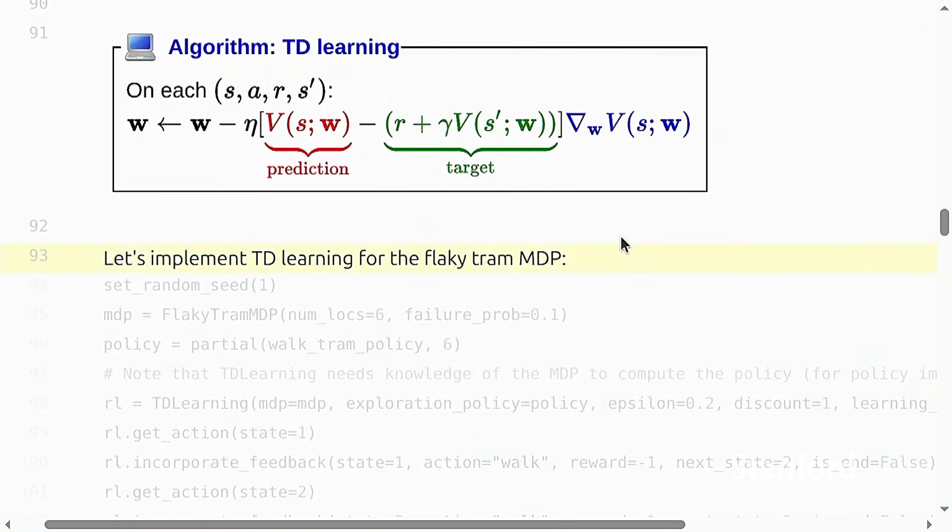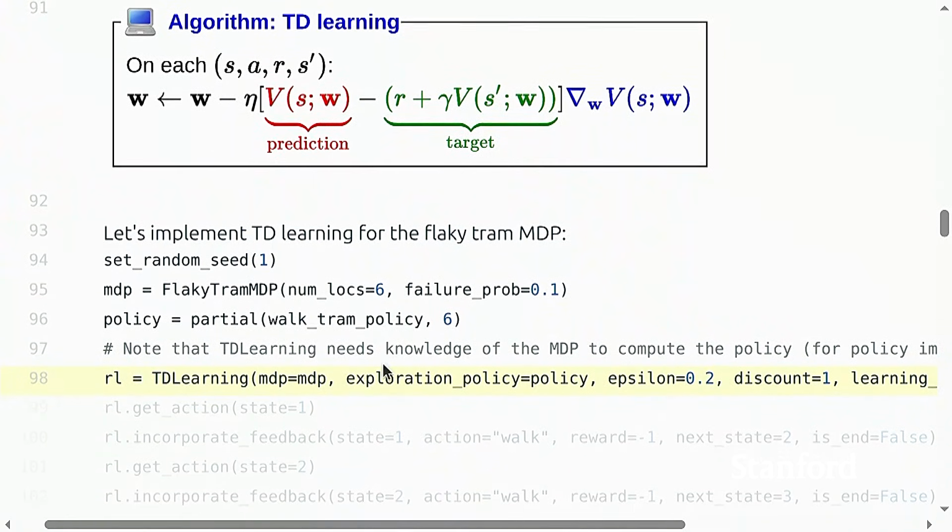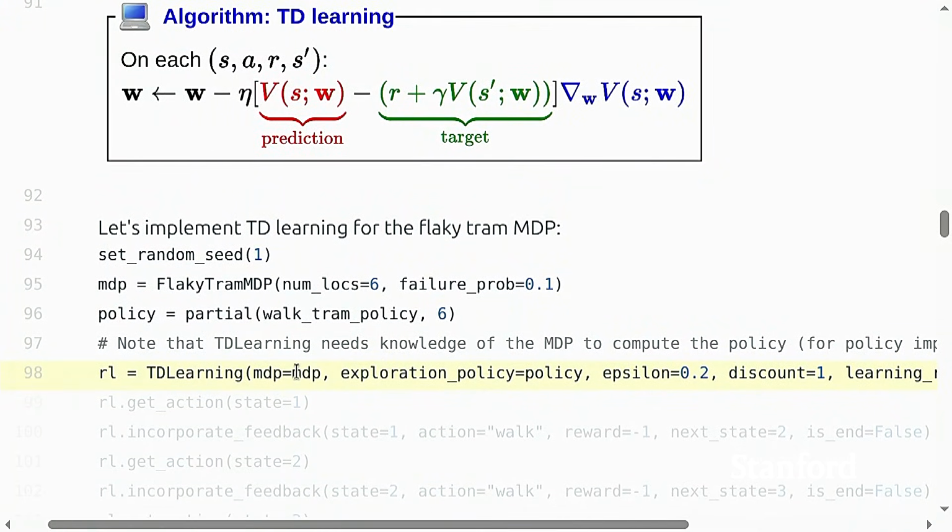Okay, so let's see a code implementation. We're going to do TD learning for this tram problem. I'm going to define the MDP and the exploration policy, which either walks or takes the tram. And then for TD learning, I'm going to pass in the MDP now. If I just want to evaluate the value of a policy, I don't need this, but I need the MDP to be able to compute the policy, as I argued earlier. So this is for a general MDP, not just games.